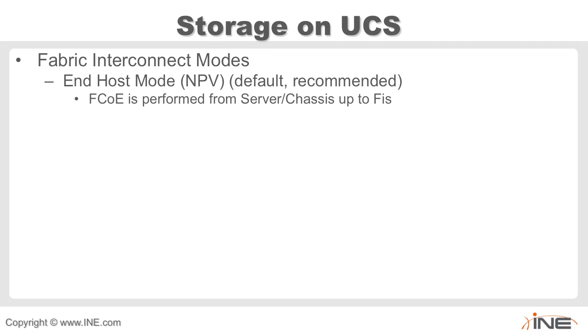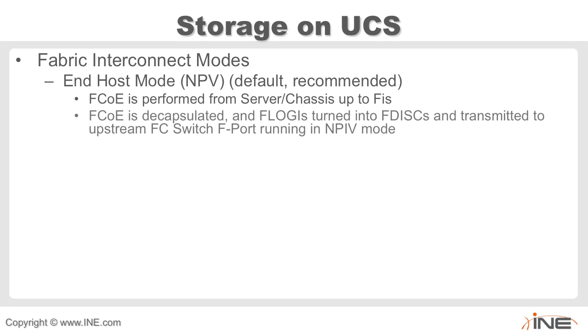Basically, we have FCoE, or Fibre Channel over Ethernet, performed from the server blades through the chassis, through the IO modules, up to the fabric interconnects. At that point, it's decapsulated, and the FLOGIs, of course, are turned into F discoveries and transmitted to the upstream Fibre Channel switch, F port, running in NPIV mode.